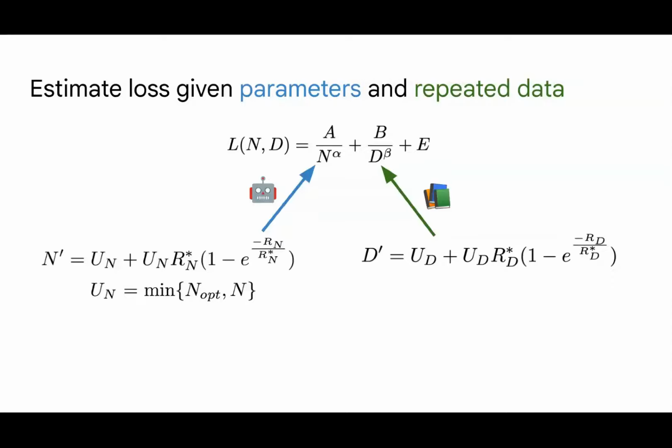To make the formula work, we also substitute in a value n prime that takes into account the fact that parameters are trained on less valuable tokens over time. Here we are making the assumption that over-parameterizing a model, but training it on repeated data, will learn less valuable features. Here, R star n represents the analogous quantity that corresponds to R star d for data. So this takes into account the number of epochs before the model stops really learning anything new.